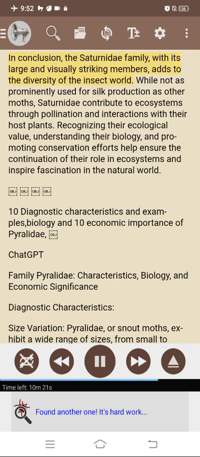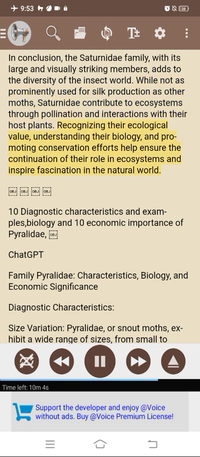In conclusion, the saturniid family, with its large and visually striking members, adds to the diversity of the insect world. While not as commonly used for silk production as other moths, saturniids contribute to ecosystems through pollination and interactions with their host plants. Recognizing their ecological value, understanding their biology, and promoting conservation efforts help ensure the continuation of their role in ecosystems and inspire fascination in the natural world.